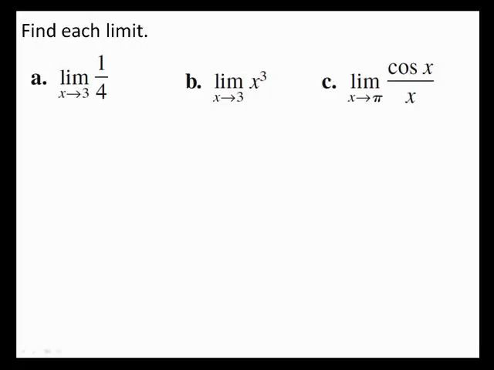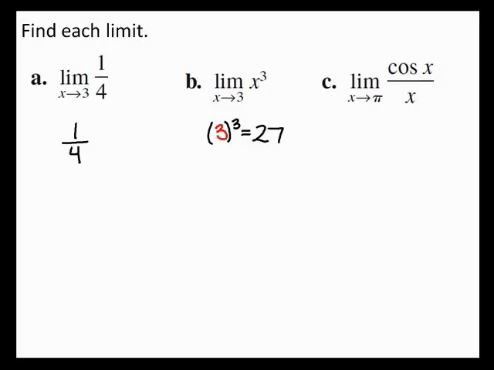Find each limit. Part A. The limit of 1/4 as x approaches 3. Substitute 3 in for x in 1/4 and simplify. We found the limit of 1/4 as x approaches 3 to equal 1/4. Part B. The limit of x cubed as x approaches 3. Use property 5. Substitute 3 in for x in x cubed. Simplify 3 cubed. We find that the limit of x cubed as x approaches 3 is equal to 27.